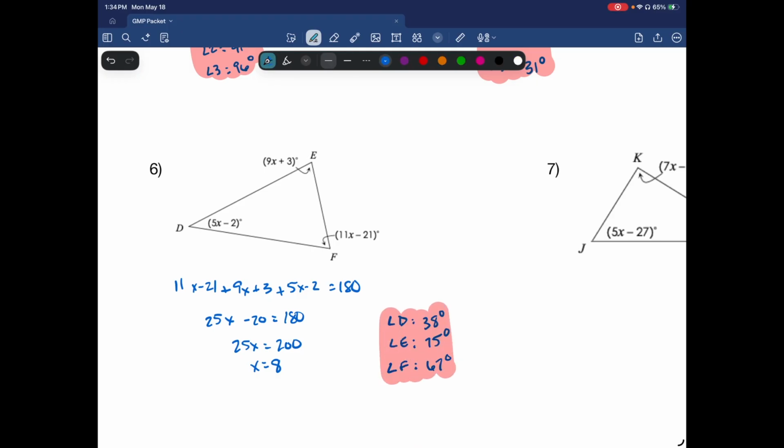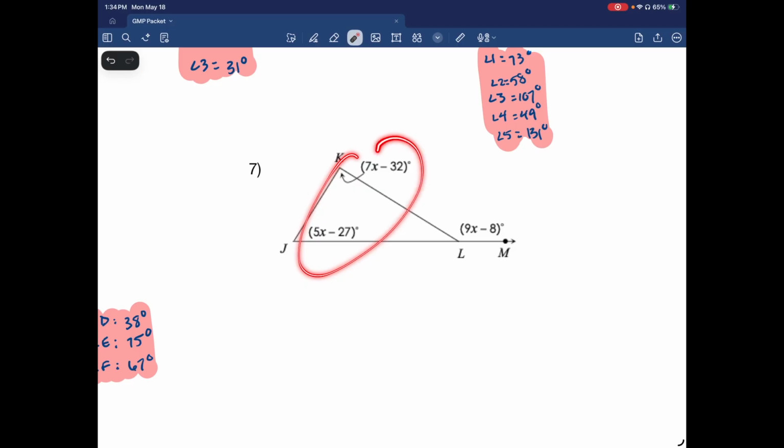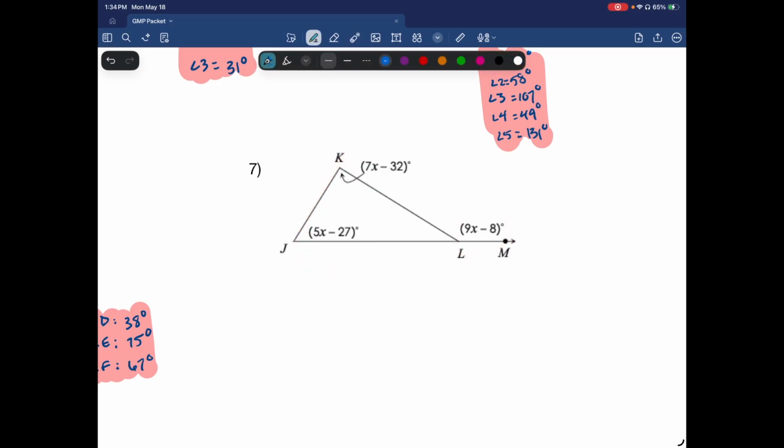as your angles. Okay? Now, by the exterior angle theorem, I know that these two angles are going to add up to give me this one. So that's how I'm going to set up the algebra problem. So I got 7x minus 32 plus 5x minus 27 equals 9x minus 8.